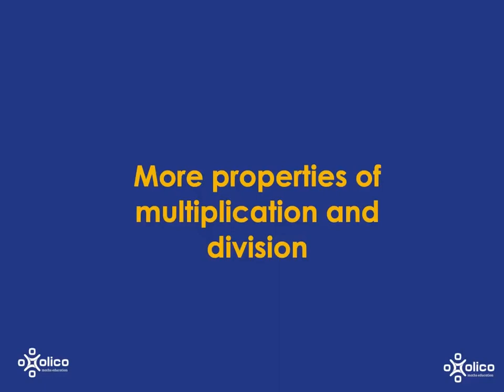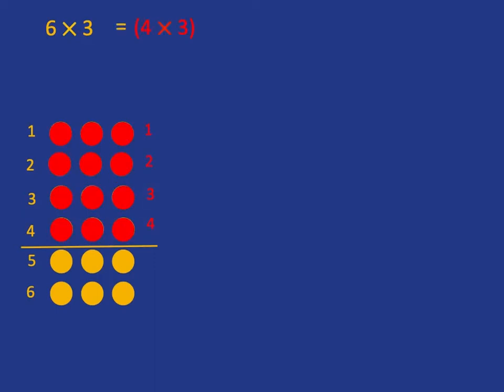Let's have a look at some more properties of multiplication and division. We know that something like this is just 6 lots of 3. So 6 multiplied by 3. But we can see that as being made up of 4 lots of 3 plus another 2 lots of 3.